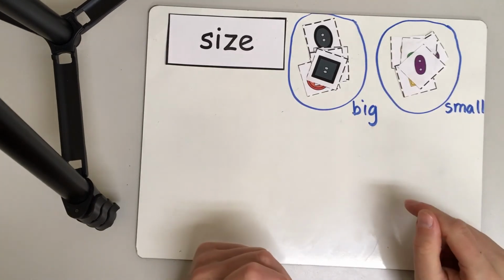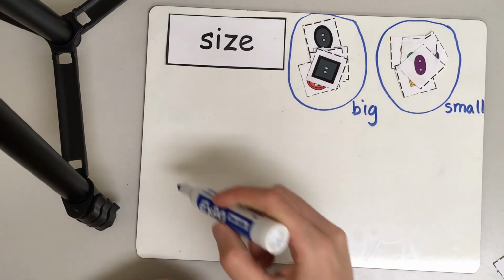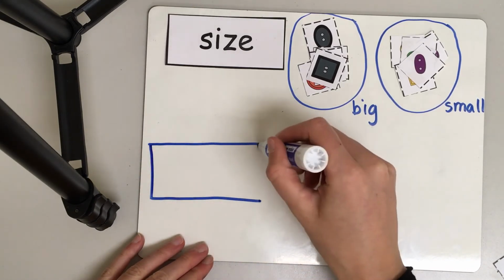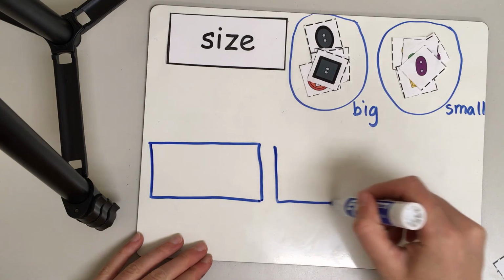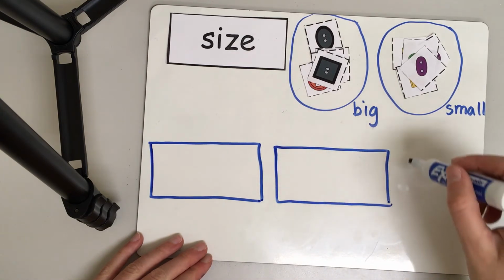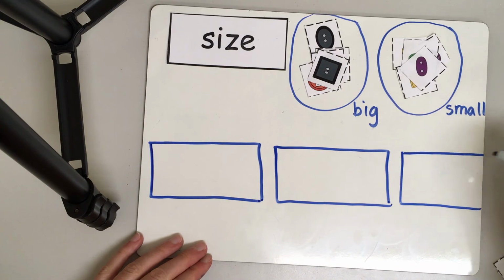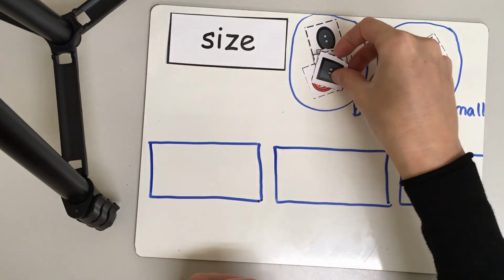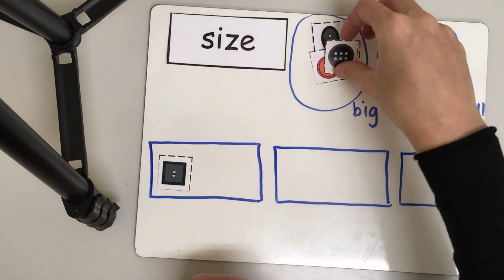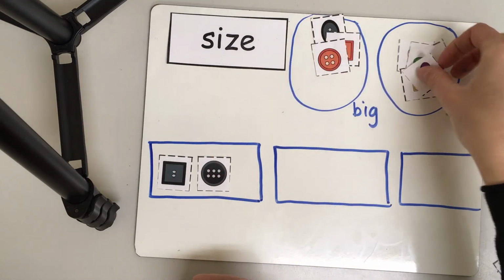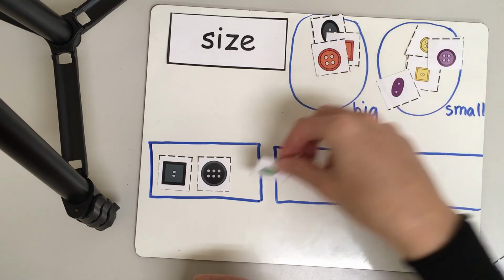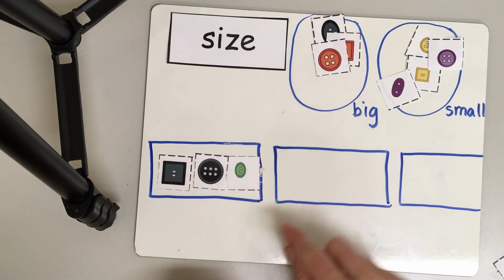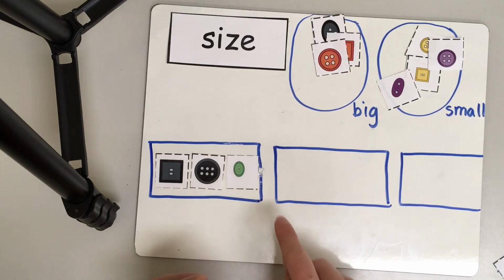I can use this sort to build a pattern. When you build a pattern, first you make the core, and then you copy it again and again. I'm going to move these buttons into my pattern down below. Let's see, it's time to build a core. My core will be big, big, small. That's my pattern core, big, big, small.